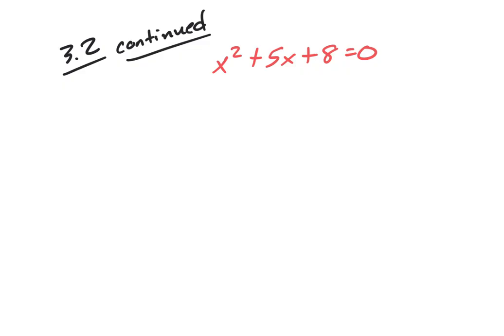I probably wouldn't do completing the square here. Completing the square is not going to really be a go-to. You can look at all the different methods that we could possibly do, but even graphing it, if we graph this one, let's just look at what it looks like. Okay, so let's go through the quadratic formula here.